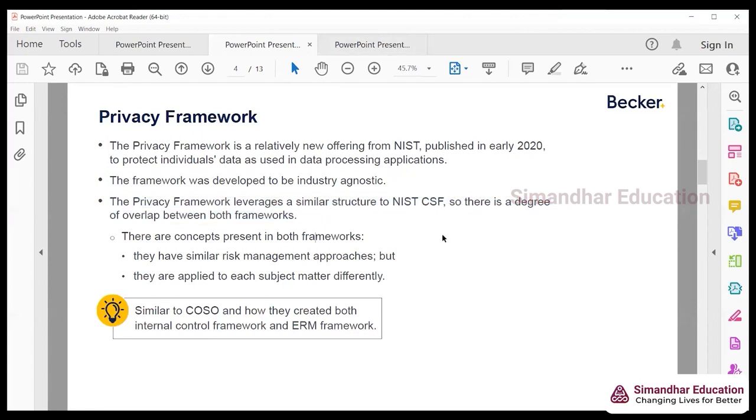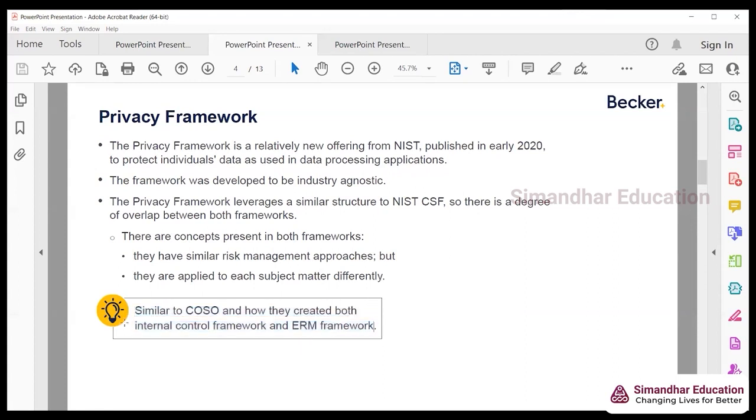So you don't have to reinvent the wheel. Some of the same terms are coming here, like the 5 functions. Some additional functions will be there on top of those 5 functions. We'll discuss them. Risk management approaches are the same, but they are applied to subject matters differently. Similar to this was COSO and ERM. You guys will not know what COSO and ERM are.